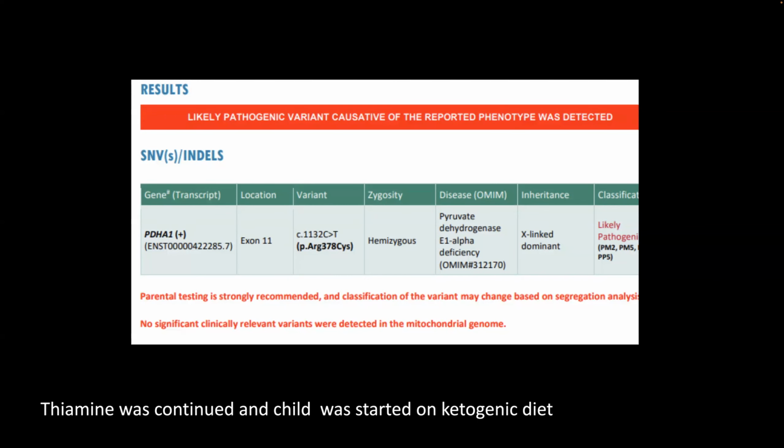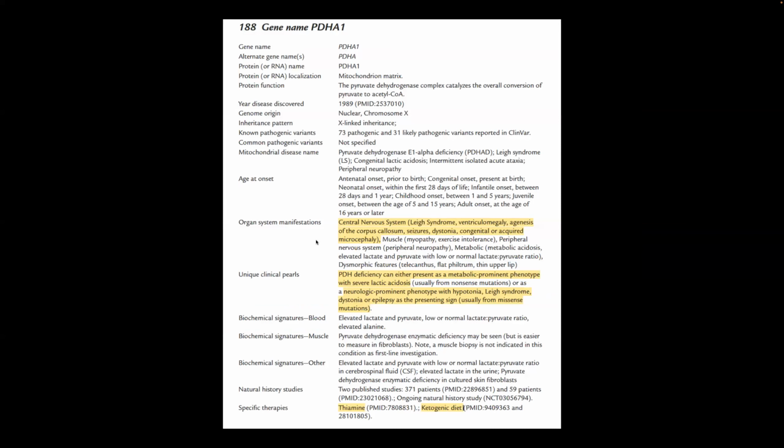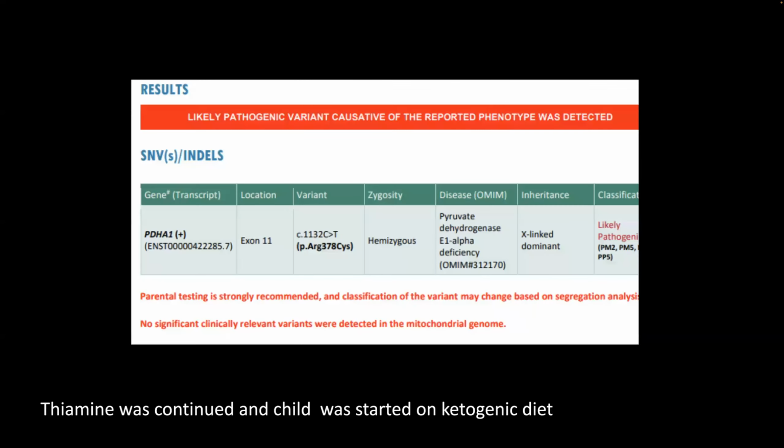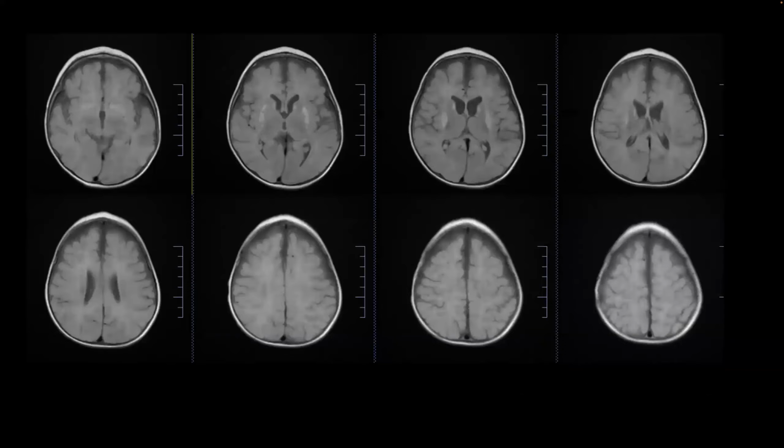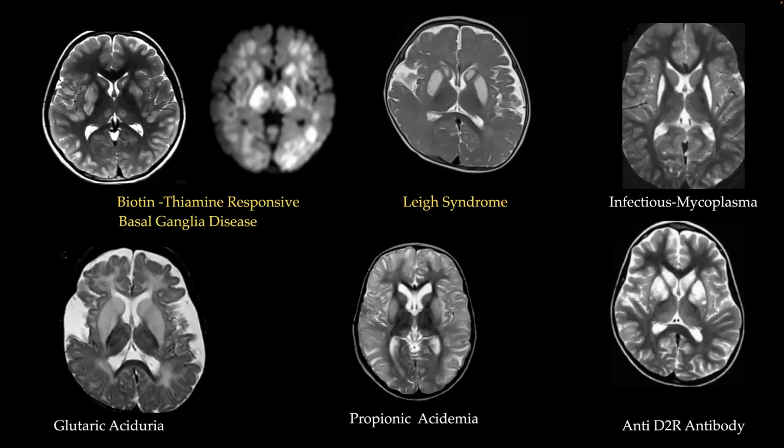All right. Thank you, Kanika. Just to highlight the main features of the PDHA1 mutation, on CNS neuroimaging, the Leigh syndrome type variant is the common imaging manifestation. Clinically, it can present with a metabolic prominent phenotype, with severe lactic acidosis, or a neurological prominent phenotype with hypotonia, Leigh disease, and dystonia involving the basal ganglia structures. As outlined, the therapy involves thiamine and a ketogenic diet, which the child is on. I'll open the case if anyone has similar imaging findings or any clinical prognosticating factors for this child.